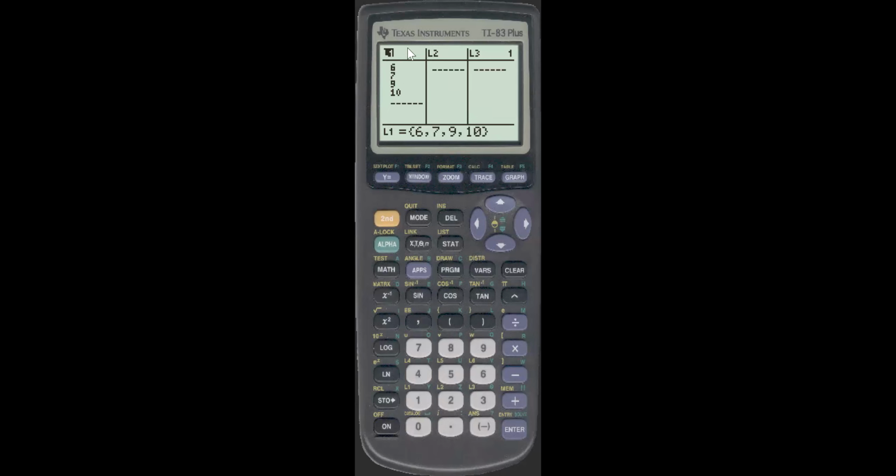So what you can also do is go up to L1, hit the clear button, followed by enter, and your list will evaporate. But you want to be careful that you don't delete list 1. That would be bad. That's when you might have to reset your calculator.